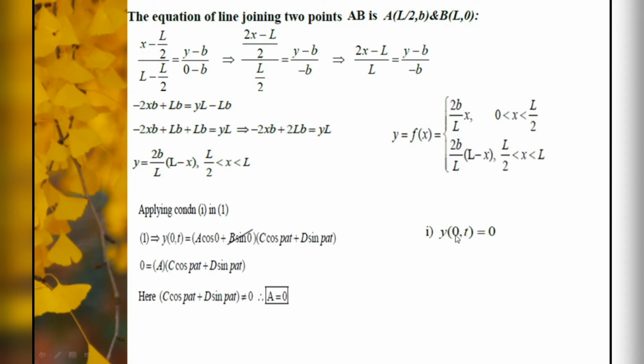The first boundary condition is y of 0 comma t equal to 0. So if you substitute x is equal to 0, it is a cos 0 plus b sin 0 into c cos pat plus d sin pat. We know the sin 0 value is 0 and cos 0 value is 1. Y of 0 comma t equal to 0 because of boundary condition 1. So we have c into cos pat plus d sin pat. Here c cos pat plus d sin pat cannot be 0 because our t value is greater than 0. Therefore, the only possibility is a equal to 0.